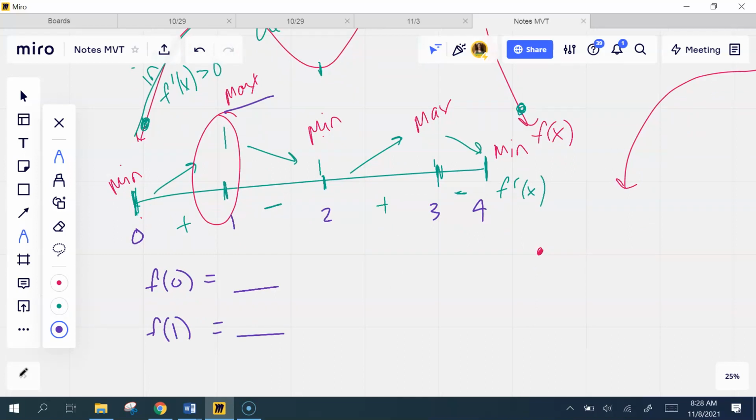And so what I'm going to do is compare the maximums. Whichever one gives you the biggest maximum is your absolute maximum. Whichever one gives you the smallest minimum is your absolute minimum. Does that make sense?